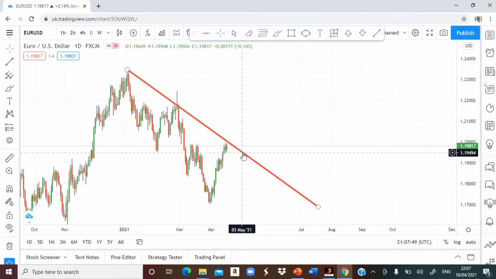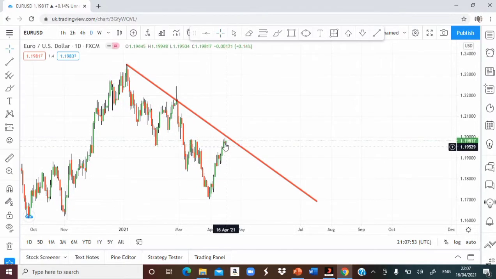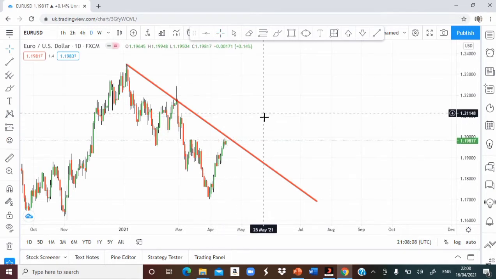Then when are you going to trade? You want to trade when price comes back to test your trend line before you place your trade. So this touch is your entry. Remember, you have all the entry strategies that I've taught you. You can apply those strategies even on the trend line.